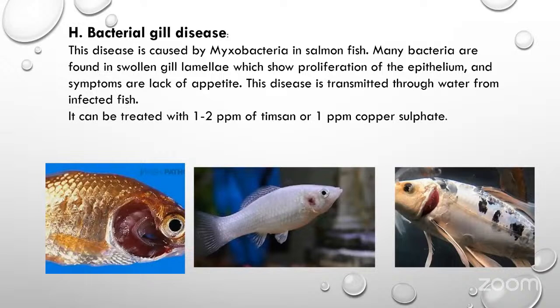Then the other one is bacterial gill disease. This is caused by myxobacteria in salmon fish. Many bacteria are found in swollen gill lamellae, which show proliferation of the epithelium, and symptoms are lack of appetite. This disease is transmitted through water from infected fish to other fish. It can be treated with 1 to 2 ppm of Timsen or 1 ppm copper sulfate.